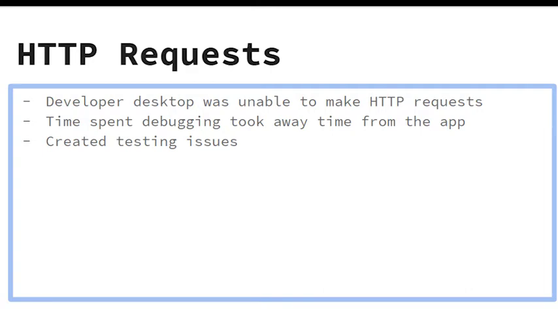One of the main challenges we had as a group was that one of our group members' development desktop was not able to make HTTP requests using the Android emulator, and this group member did not have an Android phone. This meant that the group member was unable to test any code they worked on and had to spend a lot of time trying to debug this issue with the emulator and the configurations, and ended up spending a lot of time that could have been spent on the app. So this was really mainly a challenge because it took a lot of development time away from the project, and it also created testing issues.